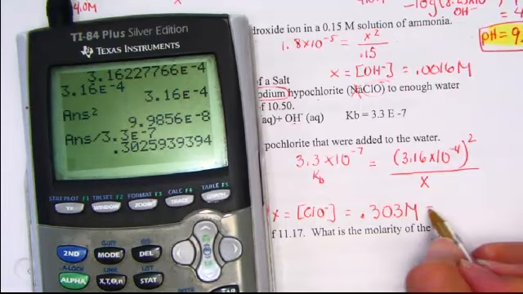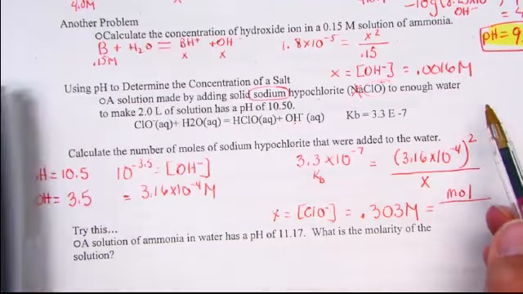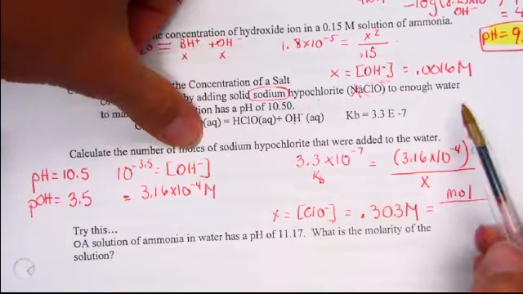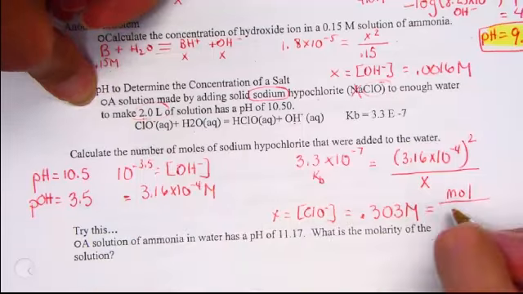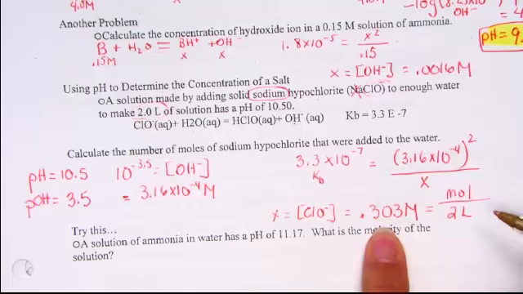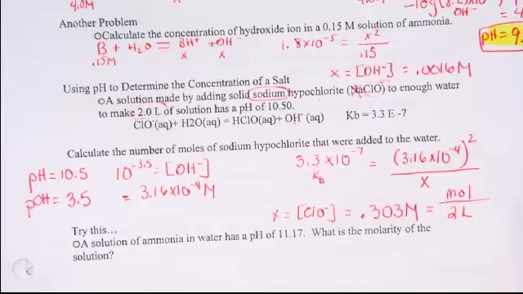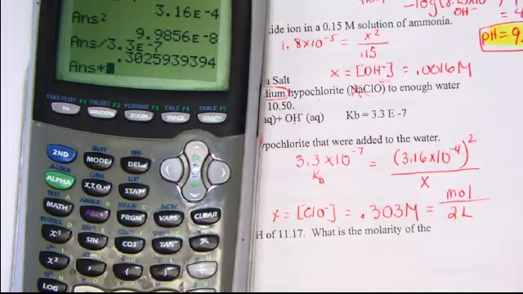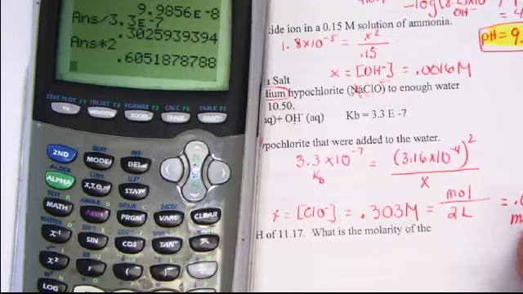Moles, or molarity, is moles per liter. Remember, we're being asked, calculate the number of moles. Well, how many liters did we have? Oh, right here, 2 liters of solution. So if 0.303 molarity is the concentration of a 2-liter solution, let's just cross multiply, so go times 2, and the number of moles is 0.605 moles of sodium hypochlorite.